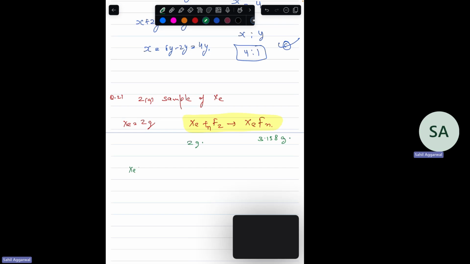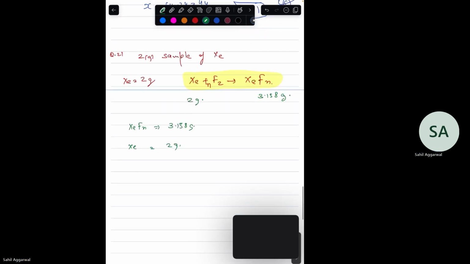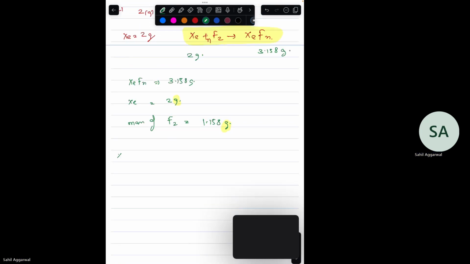So XeFn is 3.158 grams while Xe is 2 grams. It means mass of fluorine is 1.158 grams. But we want the empirical formula, that is Xe and F, given weight upon molecular weight. Molecular weight of xenon is 133. It would be 1.158 divided by 19. This we have to solve.